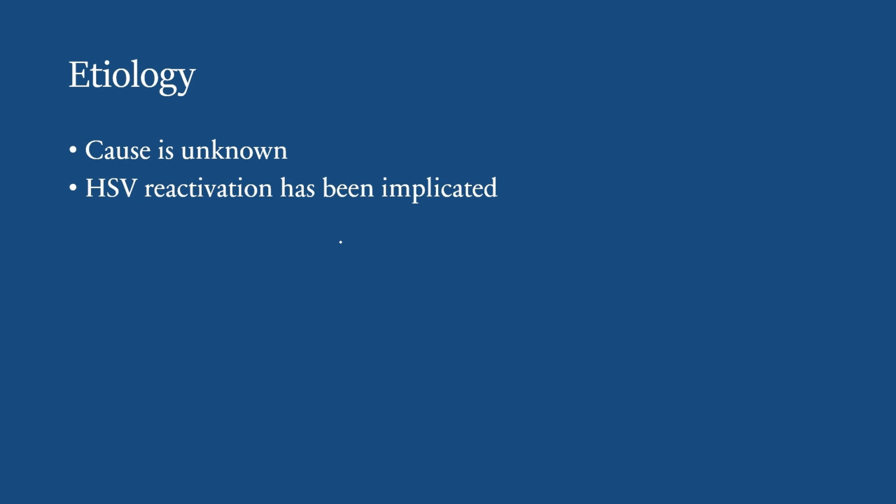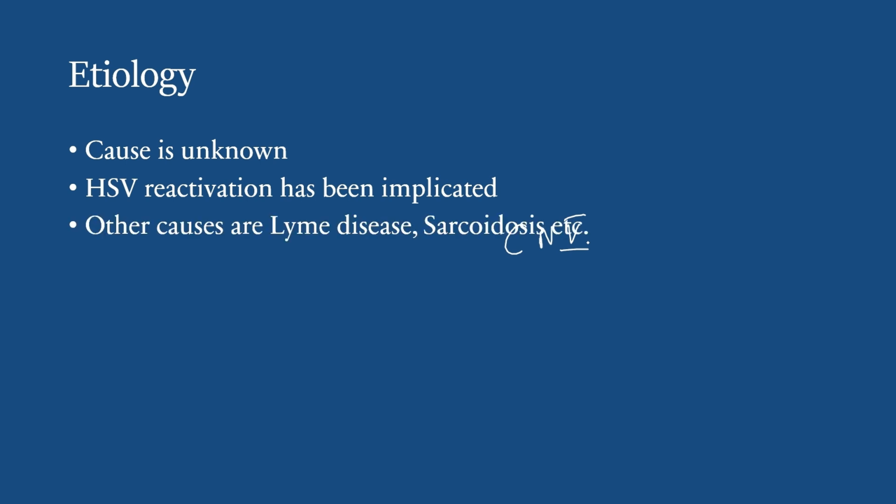Now, what is the etiology of Bell's palsy? Well, you see, the cause of Bell's palsy is not exactly known. HSV reactivation has been implicated. Okay, the herpes simplex virus, we know one variant of it establishes latency within cranial nerve number 5, which is the trigeminal nerve. So herpes simplex virus reactivation may have a role in causing Bell's palsy. There are other causes as well, such as Lyme disease, sarcoidosis, etc.